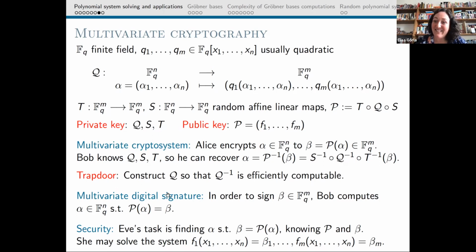Yes. What about the existence of the inverse? Yeah, you assume that the inverse exists. So when you construct Q, in this case, I'm assuming that it exists, but when you construct Q, you want it to be injective. And then it will be invertible on the image. So that's part of the requirements to have something that works. Thank you. Yes? Another question?